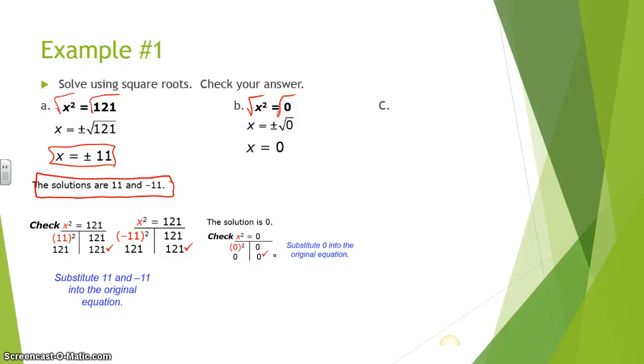Here we have x squared equals negative 16, so we take the square root of both sides to get rid of the x squared.